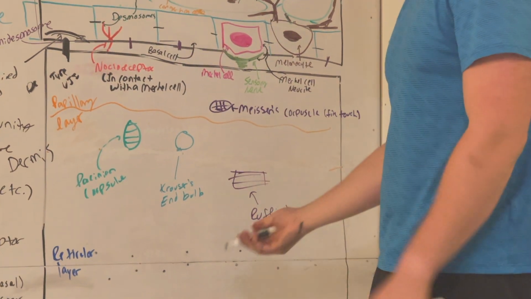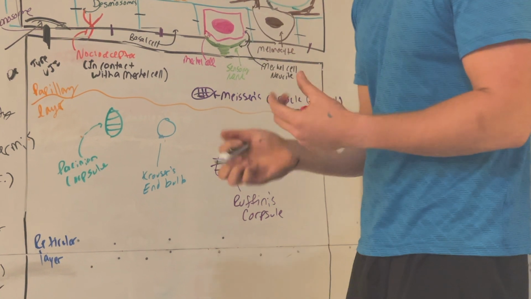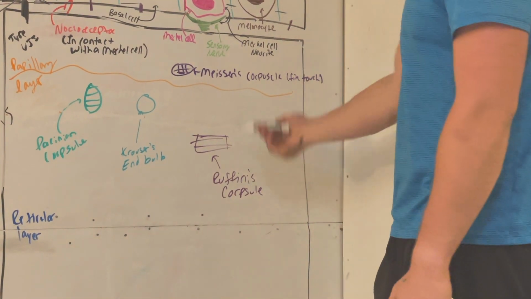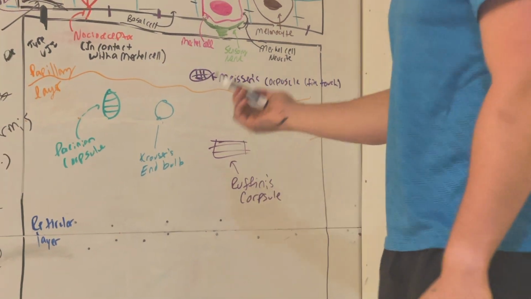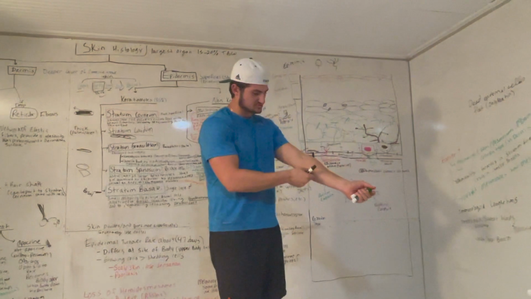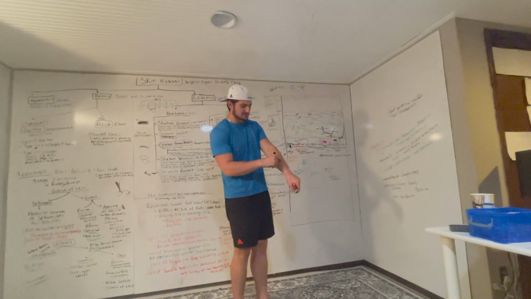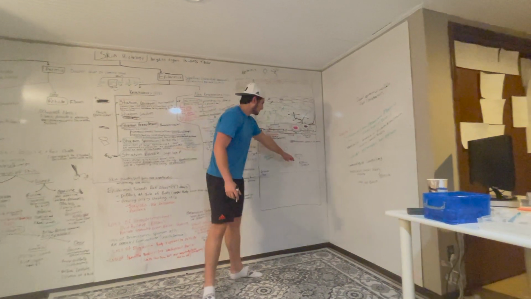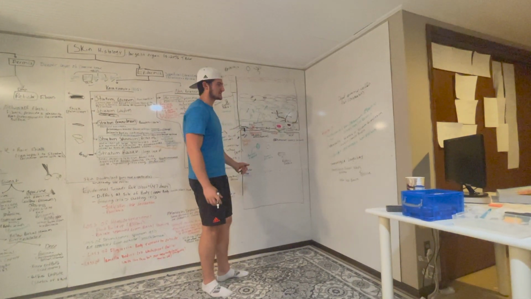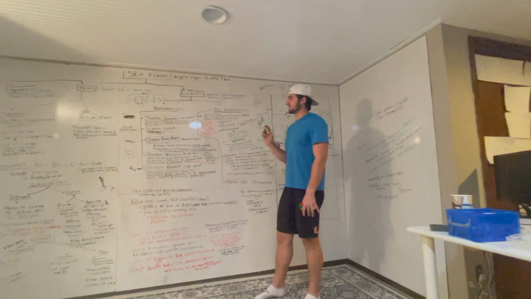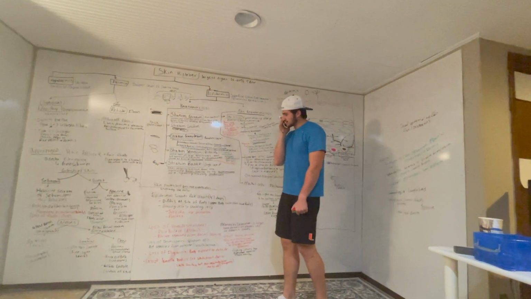The Krause end bulb, he's also deep. This is a cold receptor. If you're very cold, this guy's going to feel it first. And also, Ruffini corpuscle. What does Ruffini corpuscle do? He is a stretch receptor. So he's deep. If you're stretching your skin at the top region, it's not really going to feel it. But if you stretch the skin on the bottom region, the Ruffini corpuscle is going to be the one that detects it.